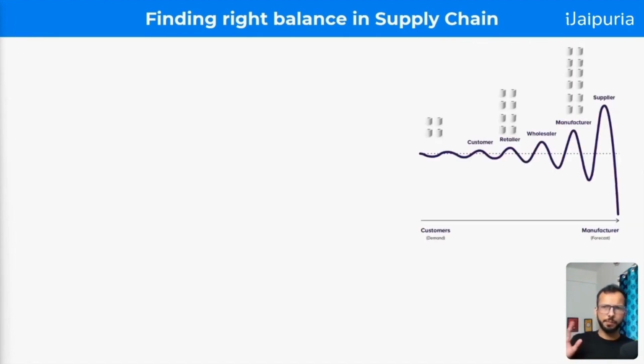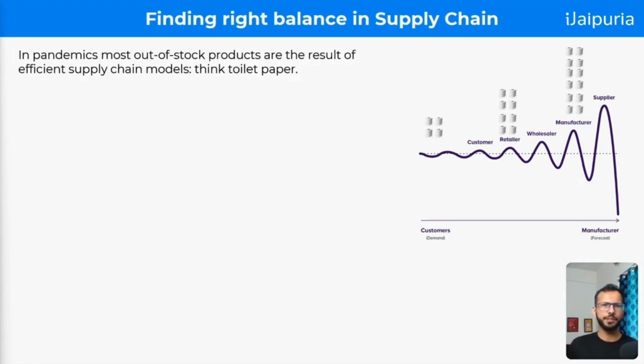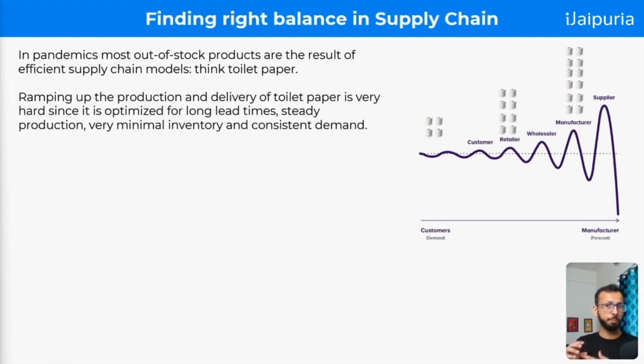Now let's understand some of the problems with the efficient supply chain. If you go back to 2020, at the time of the pandemic, most stock-out products were the result of the efficient supply chain model, like toilet paper. Those manufacturers, or producers, were not able to fulfill the demand for these products because ramping up the production of functional products like toilet paper is very hard, since an efficient supply chain is optimized for long lead time and steady production.